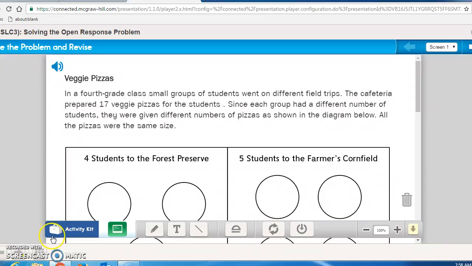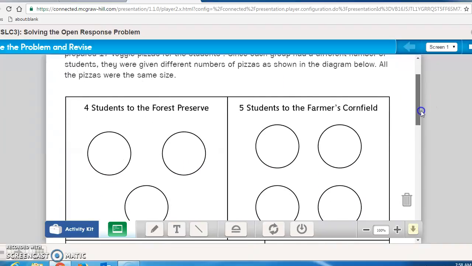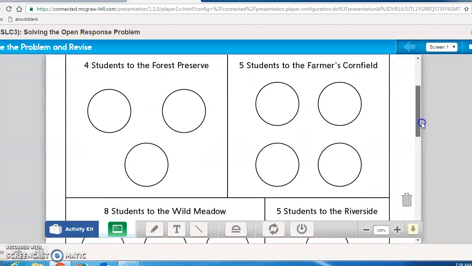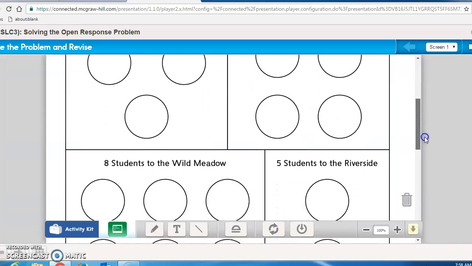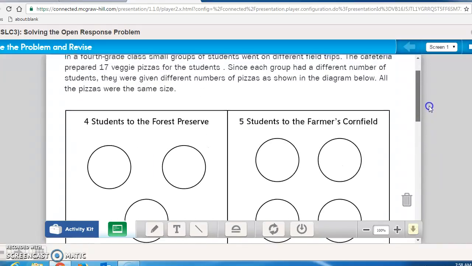It says, in 4th grade class, small groups of students went on different field trips. The cafeteria prepared 17 veggie pizzas for the students. So that's what you're seeing here in the circles on your paper. Each one of those represents a veggie pizza. Since each group had a different number of students, they were given different numbers of pizzas as shown in the diagram below. All the pizzas were the same size.